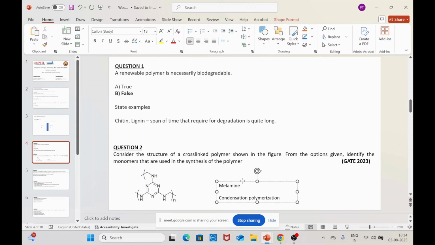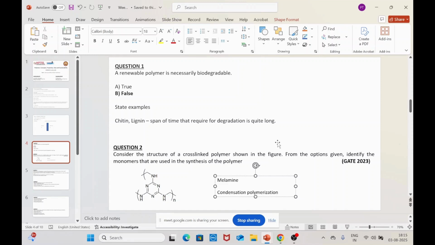Without options this may be tricky, but the reason I gave this question was that you can take it and try a few groups. I've given two clues now: one monomer, and what kind of polymerization it has to go under. You can do some trial and error and get the second monomer used in this polymer. So I will leave this to you.